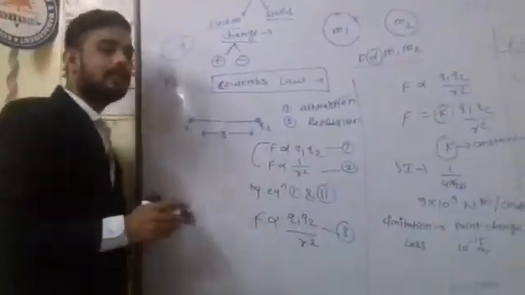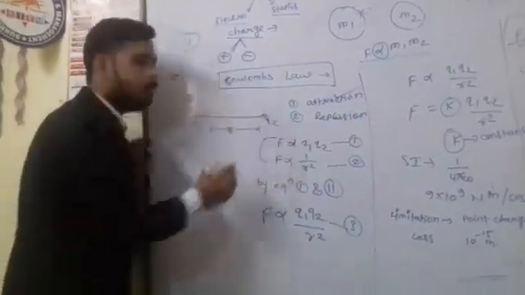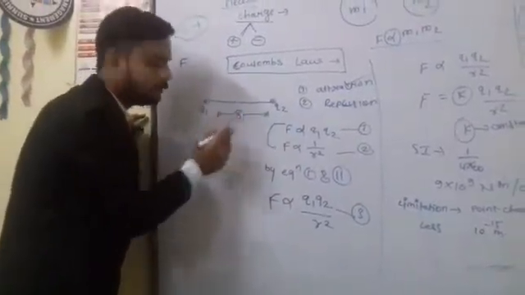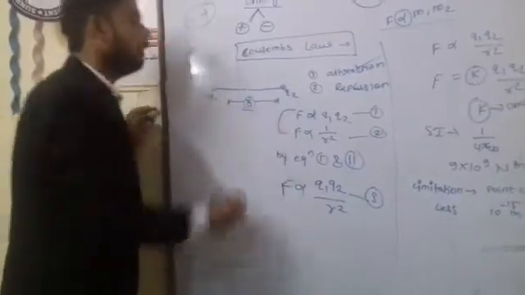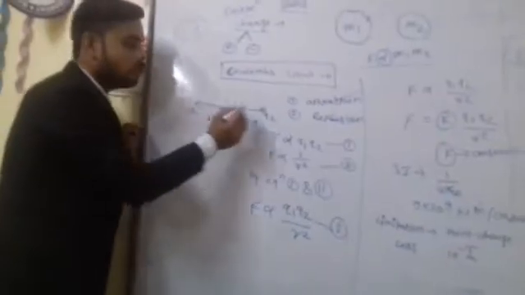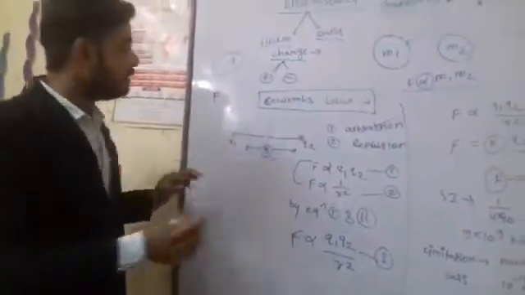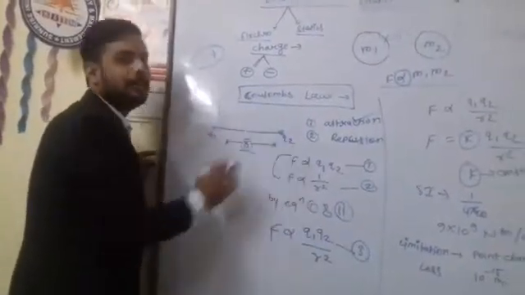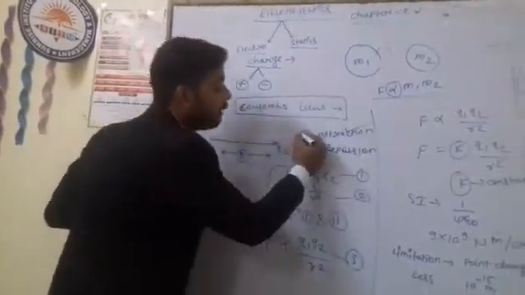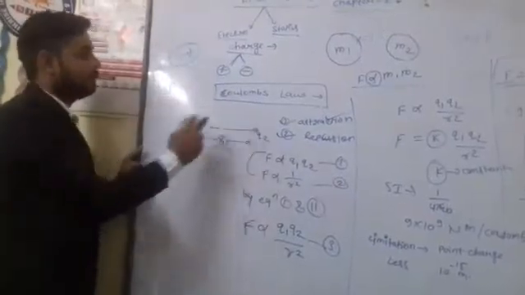Charles Augustin de Coulomb propounded a relation between two point charges. Point charge means the charge which is kept at a very small distance, which is r. He propounded a relation between two point charges q1 and q2, that the force of attraction and repulsion between two point charges. Once again I will repeat that: the force of attraction and repulsion between two point charges.